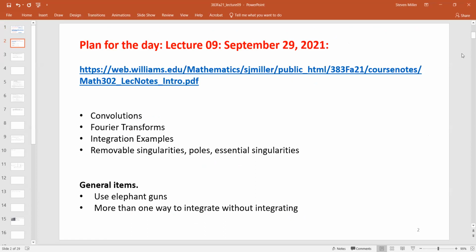The definition of essential singularity is really nice. It's basically anything that's not the first two. So it's the extra bucket that captures everything else.